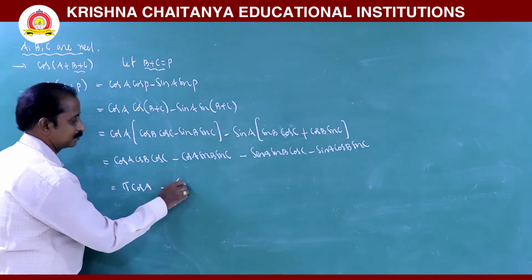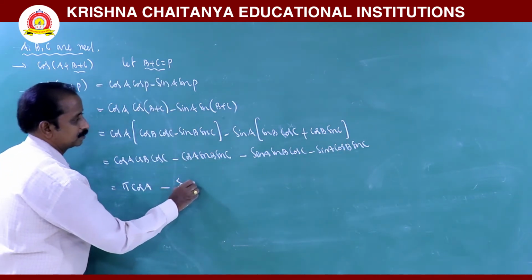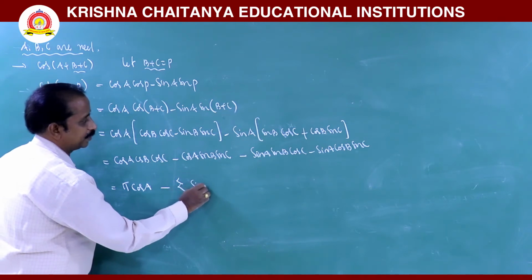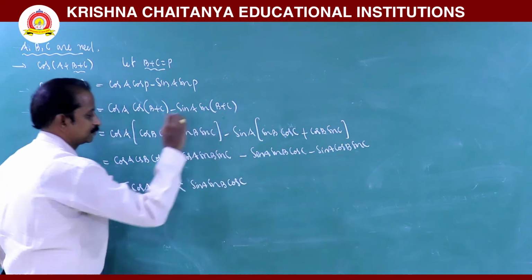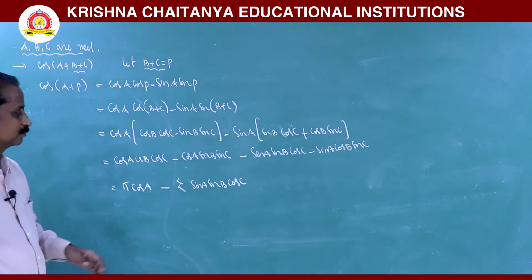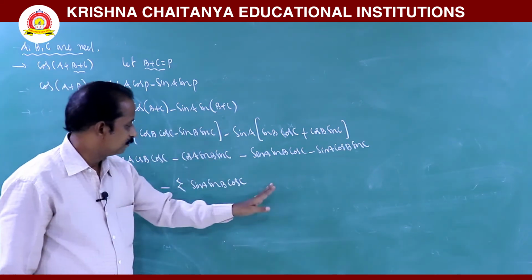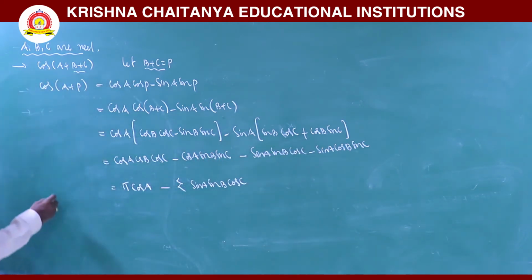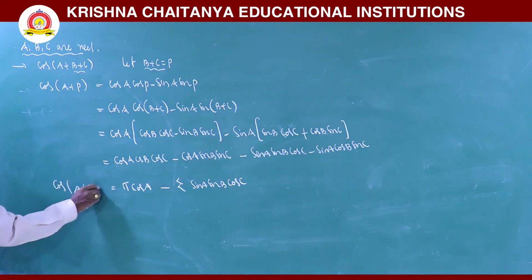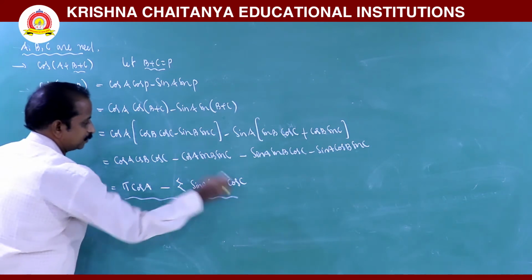So I can write sigma of sin A sin B cos C. After expanding, we have these three terms. Therefore this is the basic expansion of cos(A+B+C). So cos(A+B+C) is over.